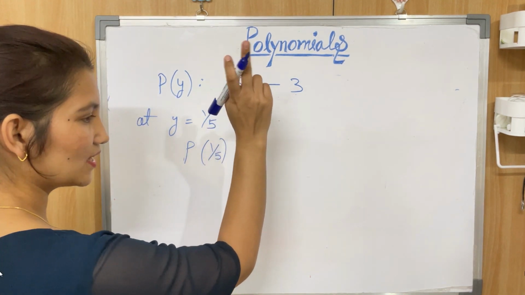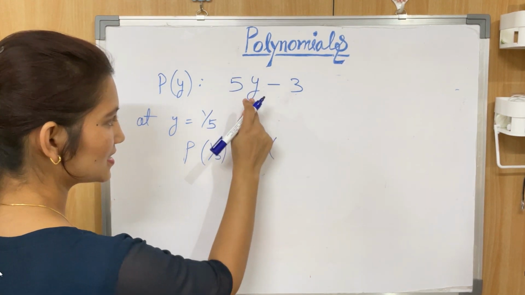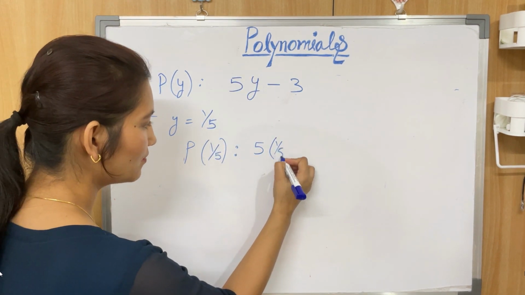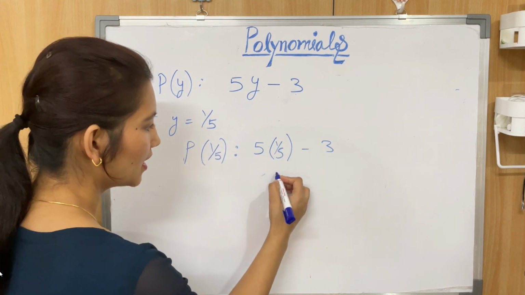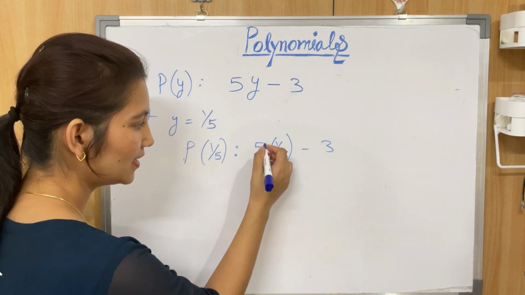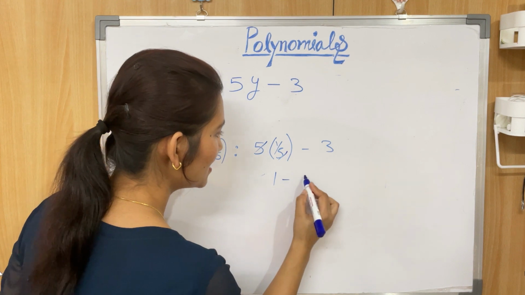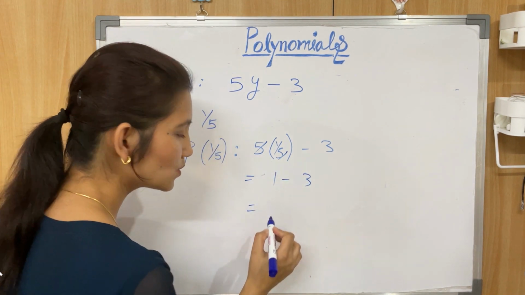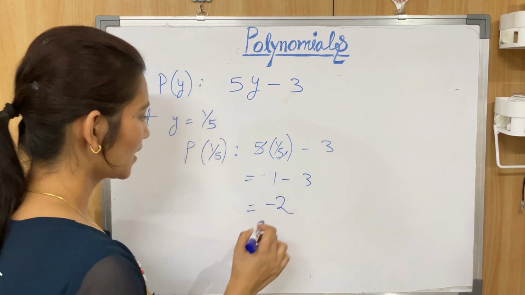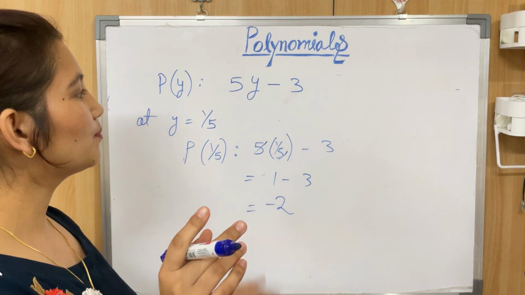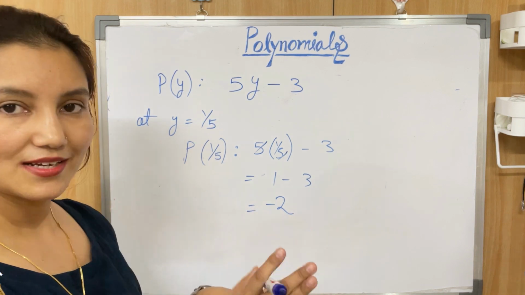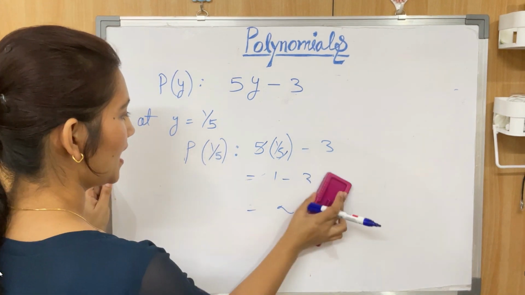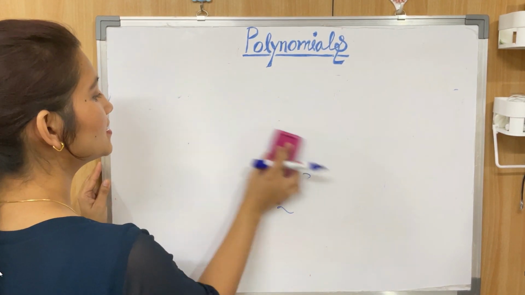We just have y at one place. It means in place of y, we need to write 1/5, so 5 times 1/5 minus 3. The 5 will get cancelled out, and 1 is left. Yeah, this cancels out, right? So 1 is left, minus 3, and 1 minus 3 is minus 2. So p(1/5), the value of the polynomial at 1/5, is minus 2. Clear? Okay. Now let's move on to discuss zeros of a polynomial.